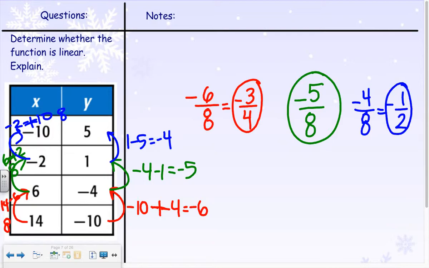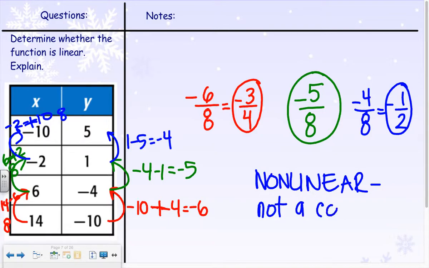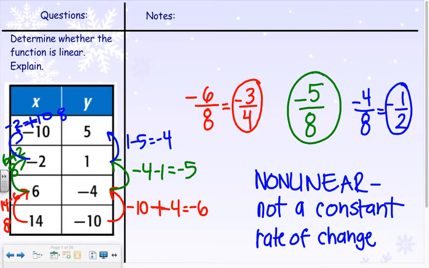So these three do not have the same rate of change, so it is nonlinear because there is not a constant rate of change. So all three of them have to match for there to be a constant rate of change.